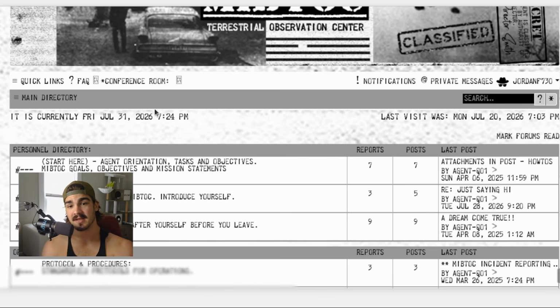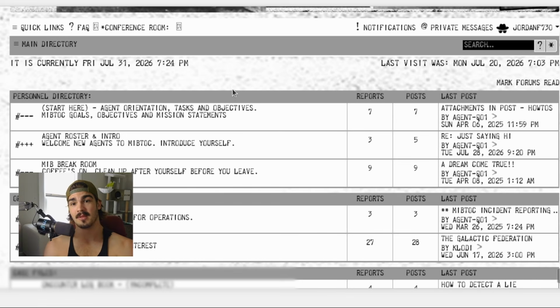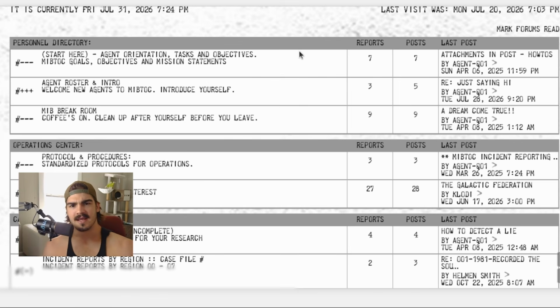We have a couple different routes that we can take here. This website is a little weird, a little bit funky. It's about aliens, as you could probably guess, but we have the main directory here with all of these different links that we can go on. We have Start Here, Agent Orientation, Tasks, Objectives, MIBTOC goals, objectives, and mission statements. Maybe we'll start there, but let's look around a little bit before we do.